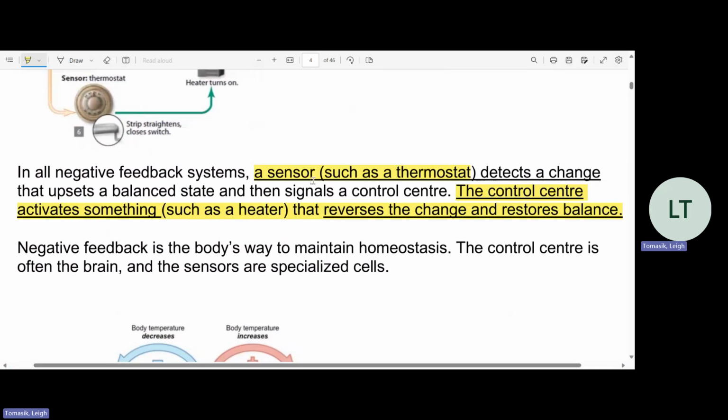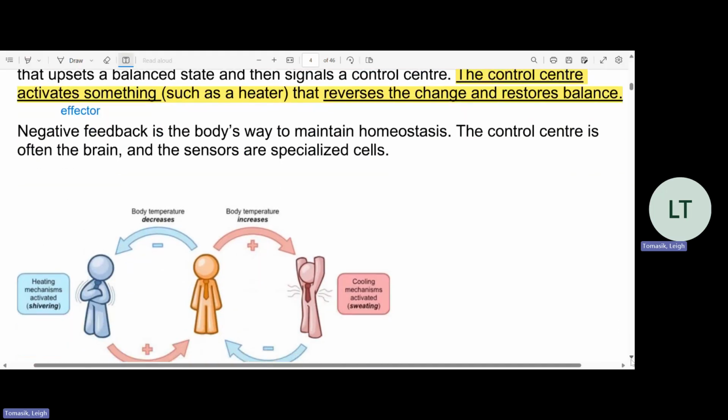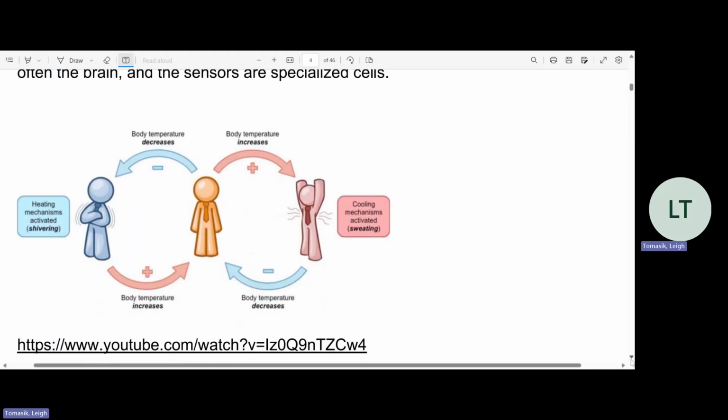Okay, so you have a sensor. The sensor tells the control center. The control center activates something that's called an effector, and it will reverse the change. Negative feedback is the body's way to maintain homeostasis. The control center is often the brain, and the sensors are often specialized cells.